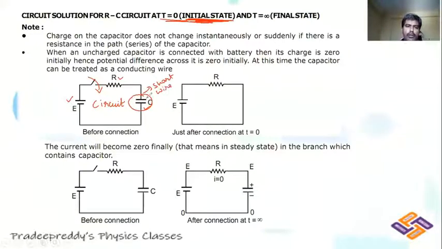Therefore, what you will do? You will replace the capacitor with a wire. I am just replacing the capacitor with a wire. What is left over here? Only the resistor is there. Current in the circuit will be equal to E divided by R. That is the current in the circuit. So at time t equal to 0, the capacitor should be replaced with a wire, and you can find out whatever values are being asked in the problem.